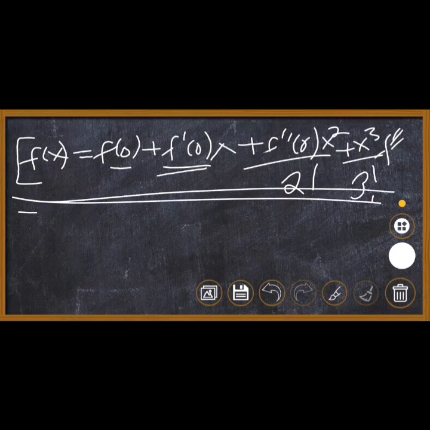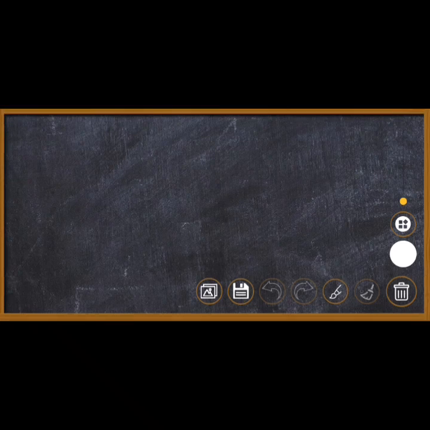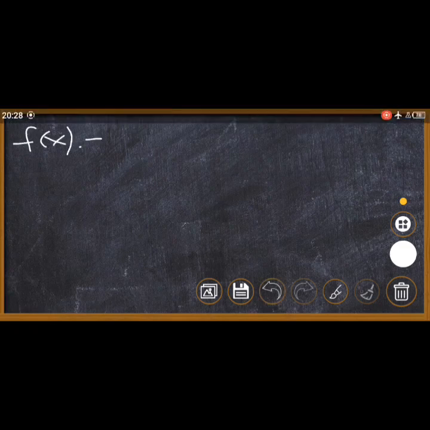So let's just look at a few examples. Let's say we have been given a question to determine the first 4 terms of the power series for a function where f of x equals cos x. The first thing we have to do to find the first 4 terms is to find the value of the function where x equals 0.